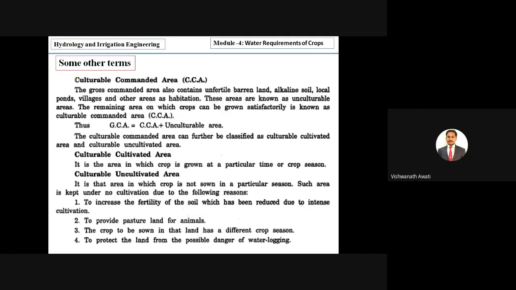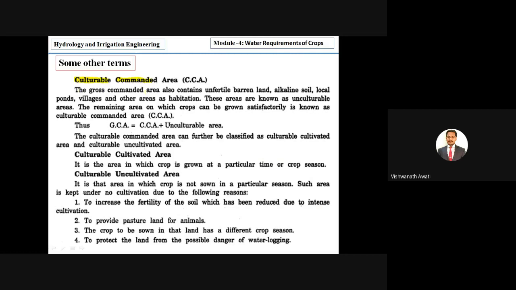One more term is culturable commanded area. Cultivation means plantations or cropping. So it is a commanded area, but culturable means here we have to understand culturable and unculturable. So we have culturable commanded area, and we have one more, unculturable commanded area. Okay, we'll see one by one.